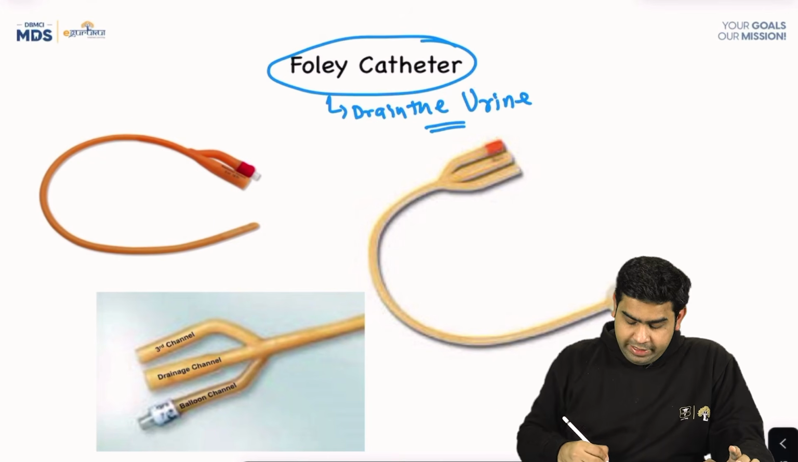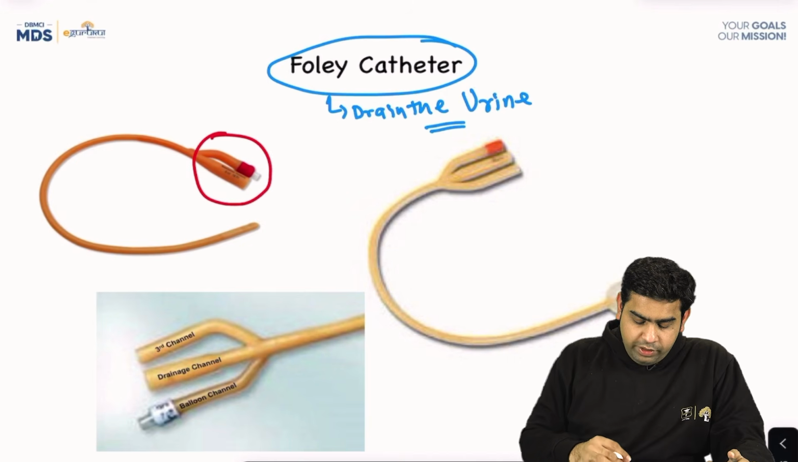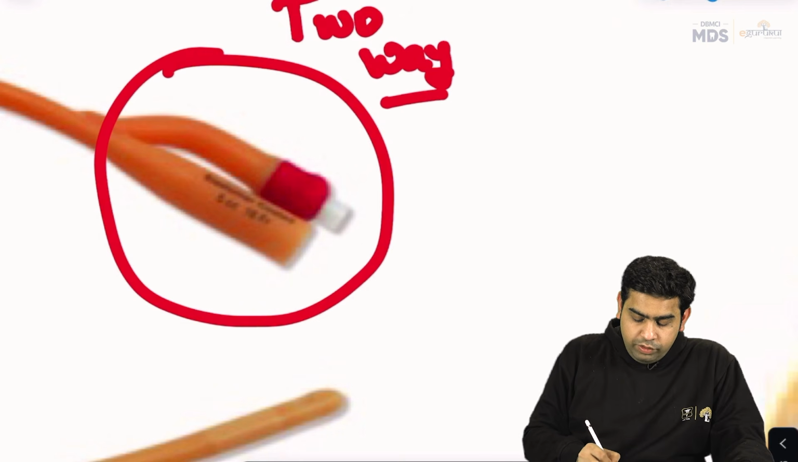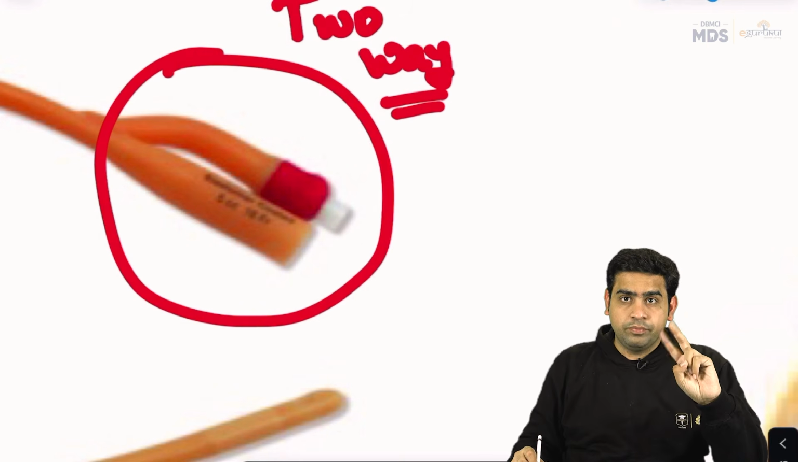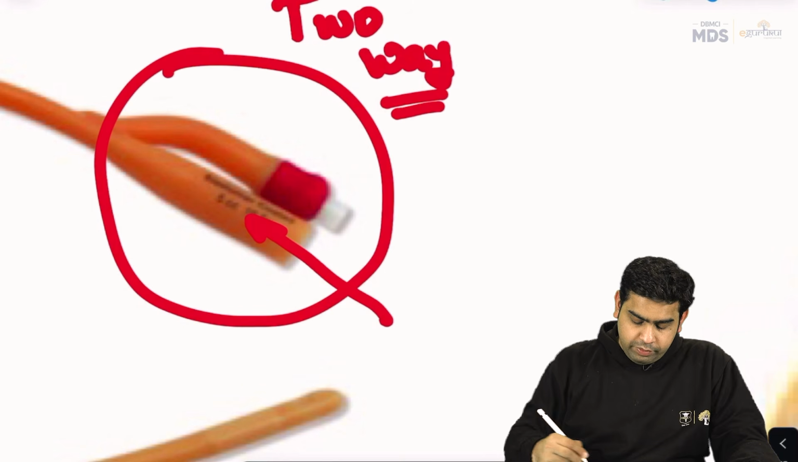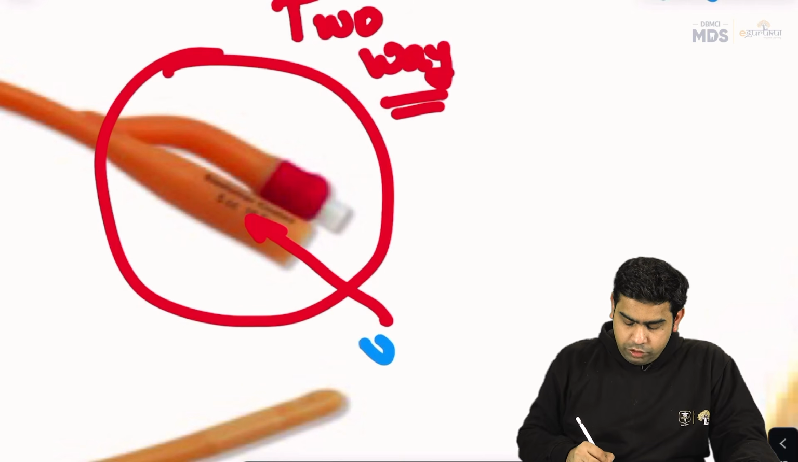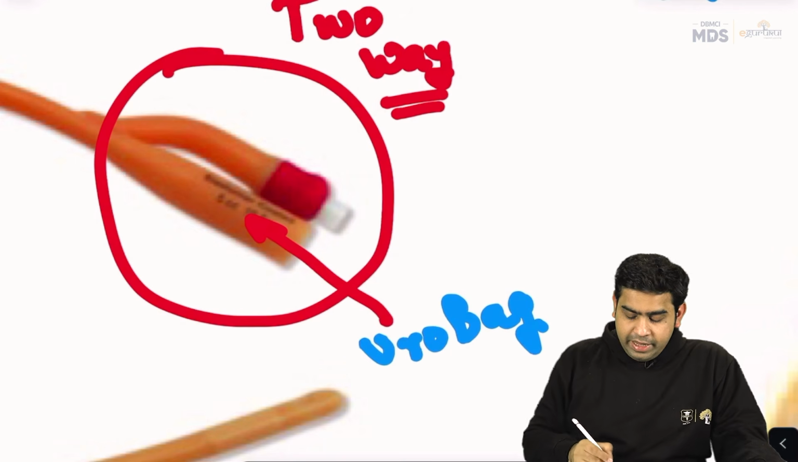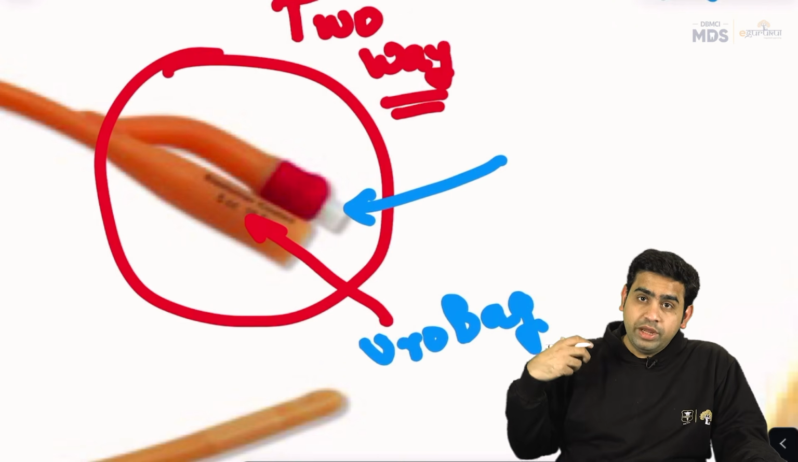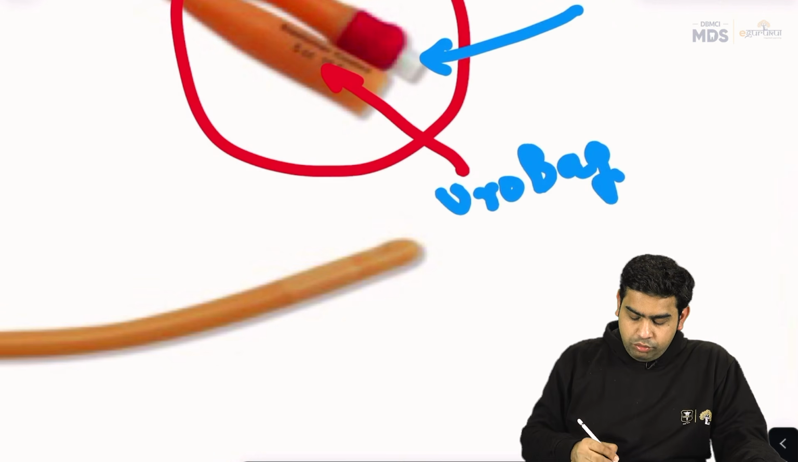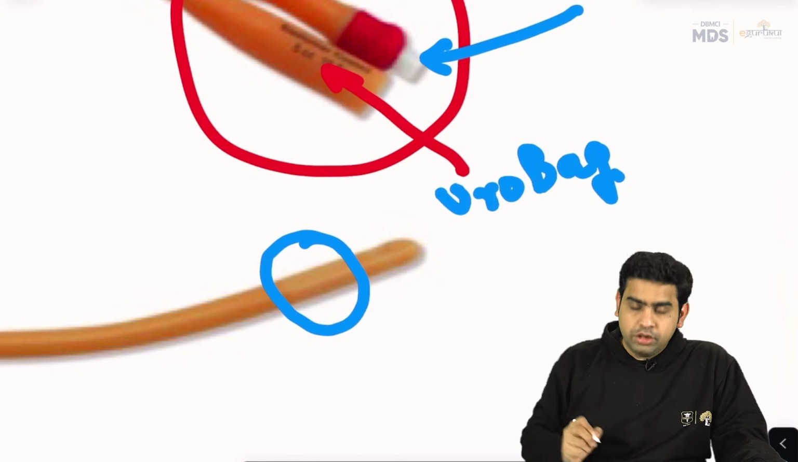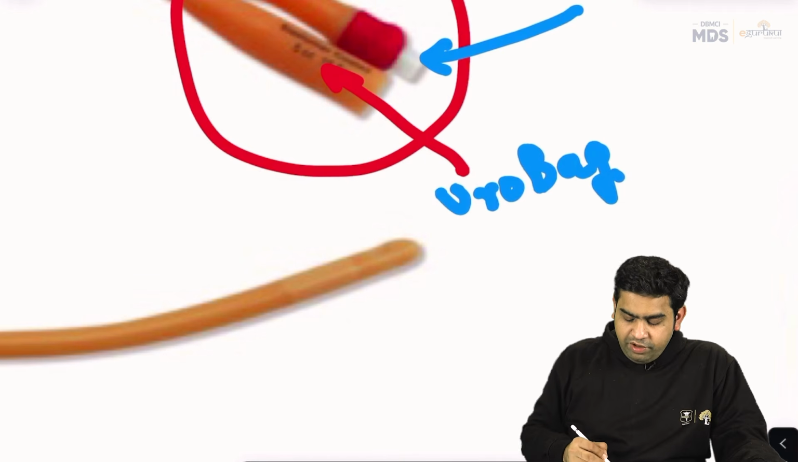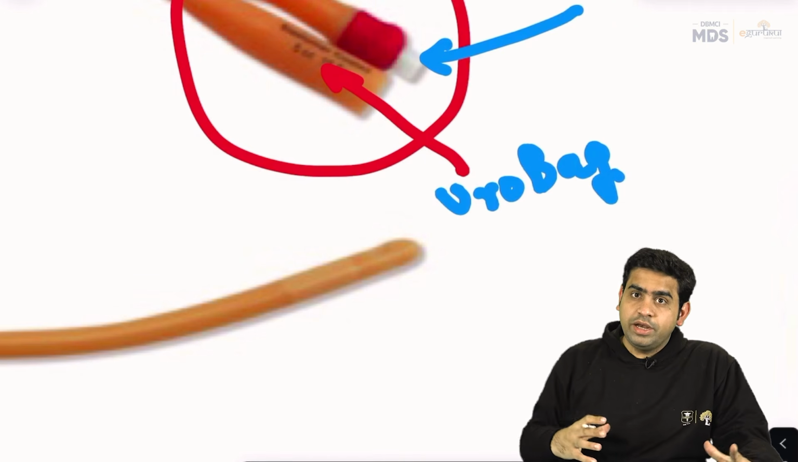Now, Foley's catheter can be a two-way Foley's catheter, where you have two channels. One channel is for the uro bag. Here you attach a uro bag from where the urine is collected into that bag. And this channel is used to inflate the balloon. That brings us to this part. This part of the catheter has a balloon. In this image, it is in the deflated state, but when you put saline into it, it will get inflated.